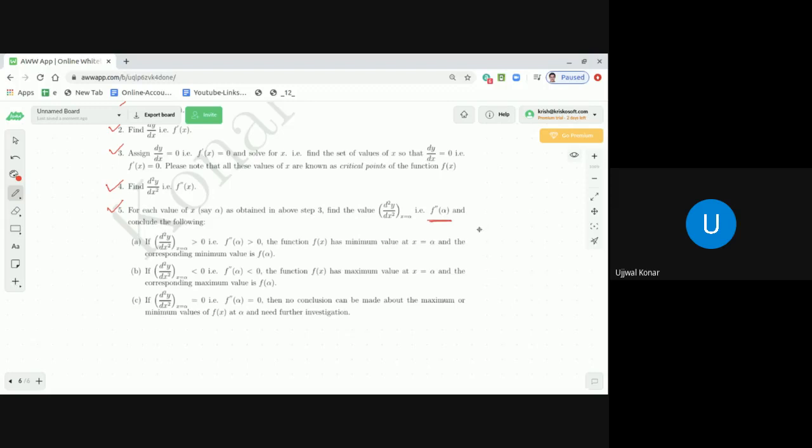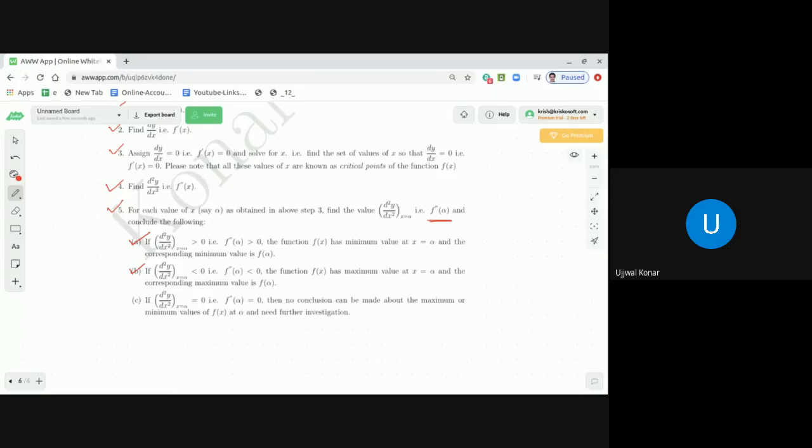And we conclude the following. If we see that d2y/dx2 at x equal to alpha is greater than 0, that is, if f double dash alpha is greater than 0, then we say the function f(x) has minimum value at x equal to alpha, and the corresponding minimum value is f alpha. On the other hand, if we find that d2y/dx2 at x equal to alpha is less than 0, that is f double dash alpha is less than 0, then we say the function f(x) has maximum value at x equal to alpha, and the corresponding maximum value is f alpha.